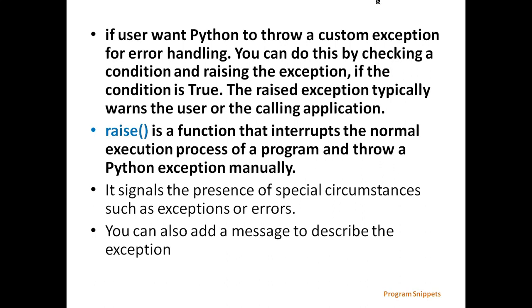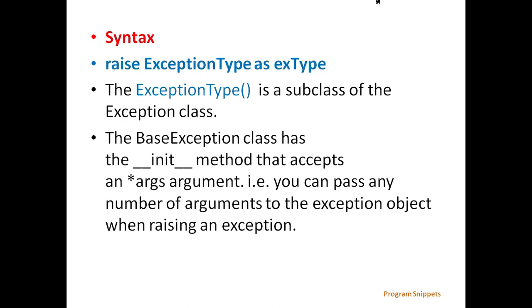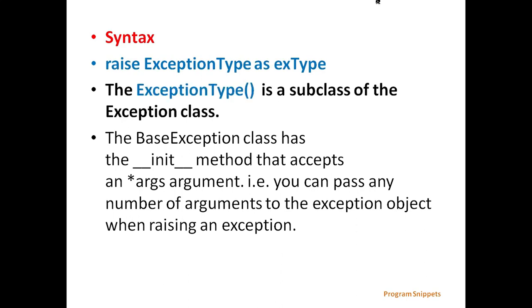The raise function interrupts the normal execution of a program and throws a Python exception manually. It signals the presence of special circumstances such as exceptions or errors. You can also add a message to describe the exception. The general syntax is raise ExceptionType. The exception type is a subclass of the Exception class.